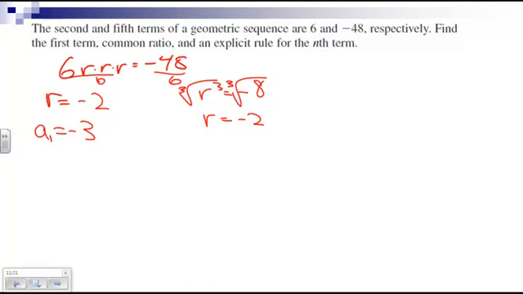On this problem, what's the explicit rule? A sub n is equal to. In general, the explicit rule is that it's A sub 1 multiplied by r to the n minus 1. And in this case, that means -3 times.